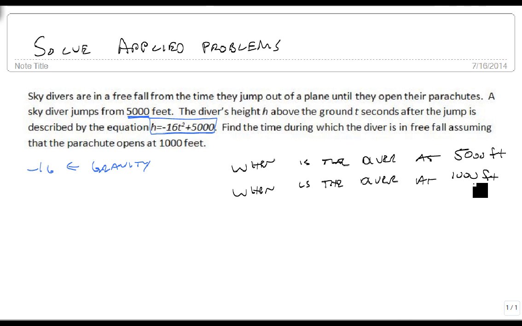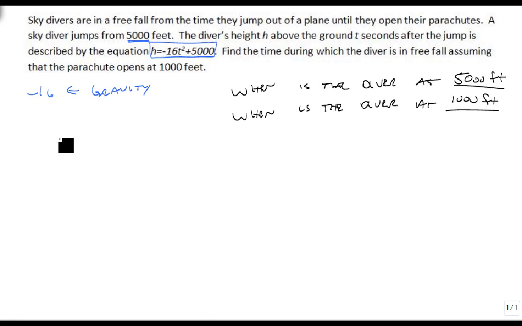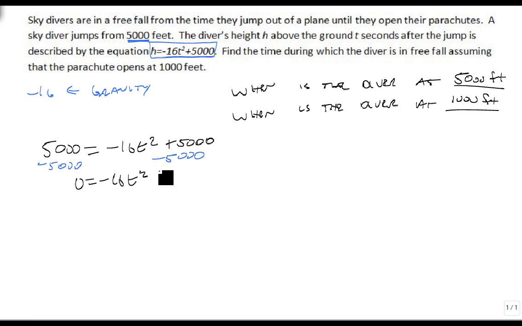So the way that we're going to do this is we're going to set our heights equal to these one at a time. So we're going to let 5,000 equal minus 16t squared plus 5,000. Well, this one's real easy. When we subtract the 5,000 from both sides, we get 0 equals minus 16t squared. Divide by negative 16. 0 equals t squared.